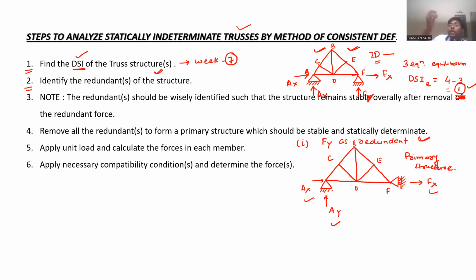In this way, you have to release one force. For this case, since the DSI was 1, I have released one redundant force. If DSI is more, then you have to release that many number of forces or movements. In truss, there won't be any movement. There will be only forces. So, to be specific, as we are discussing trusses, we have to release that many number of forces equal to the DSI and analyze the structure. That structure will be termed as the primary structure.